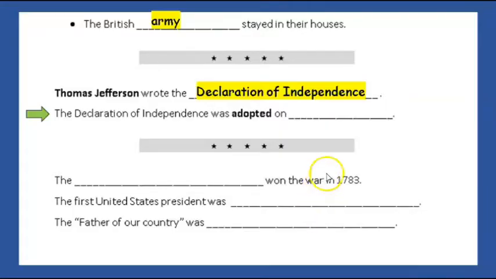Look at your paper. The Declaration of Independence was adopted on July 4th, 1776. Say July 4th. Say the sentence. The Declaration of Independence was adopted on July 4th, 1776. Pause the video and write July 4th, 1776.